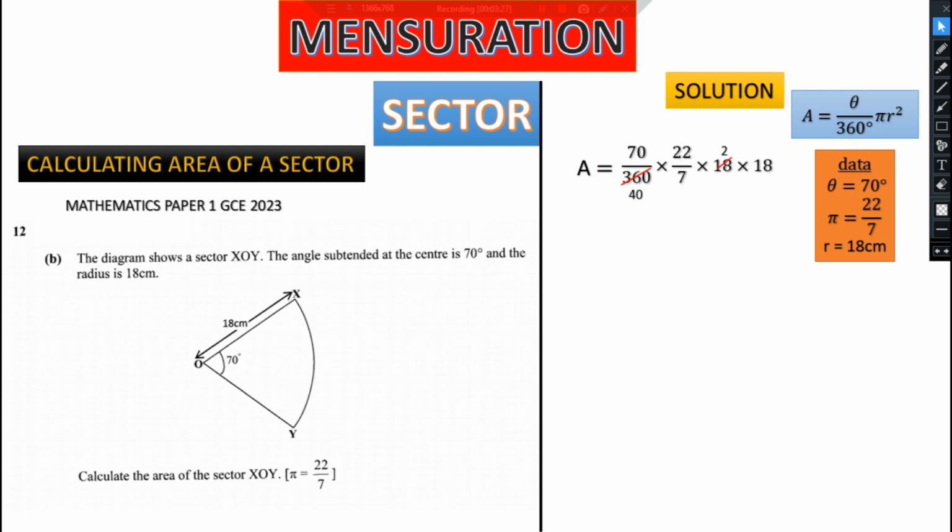Then we can find another number to reduce, which is 7. A 7 and a 70 on the other side can be reduced. 7 into 7 goes 1 time, and 7 into 70 goes 10 times. You can see our numbers are reducing. Let us rewrite this on the next step. We are going to have 10/40 times 22 times 2 times 18.